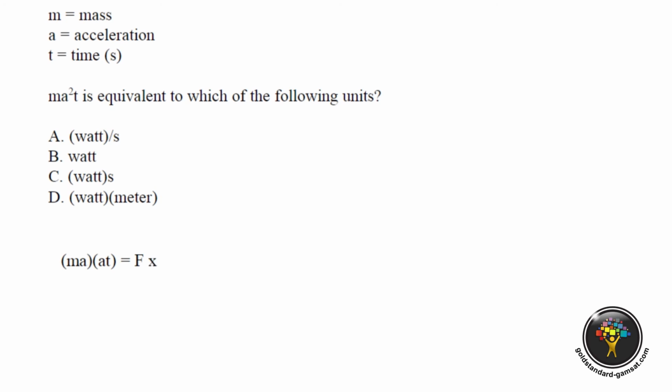That's correct. Acceleration times time is equal to velocity. We'll say velocity. It's a little bit better than saying speed because it is still a vector, but you're right. Numerically, it would be speed. So we just converted m a squared times time to force times velocity.